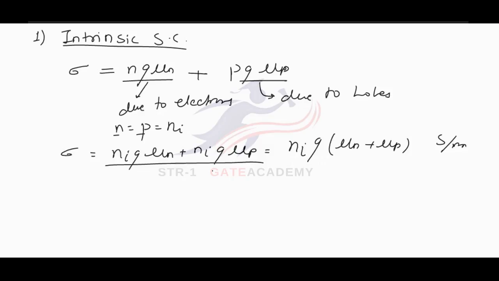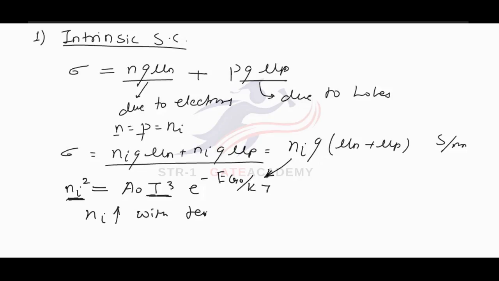Now we will see the temperature coefficient of conductivity. Conductivity depends on this ni. First, we will discuss ni. ni is intrinsic carrier concentration, and its equation we have already seen. ni square equal to A0 into T cube into e raised to power minus Eg0 divided by kT. We can see that the intrinsic carrier concentration increases with temperature, so we can conclude that ni increases with temperature. If temperature is increasing, ni will increase.